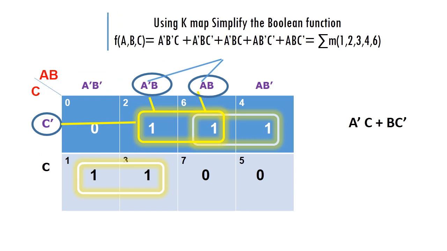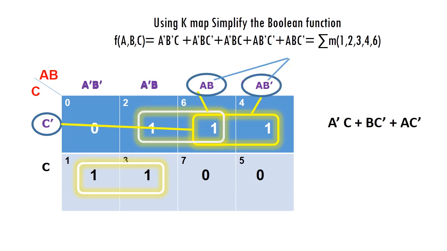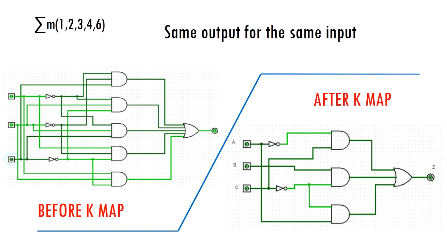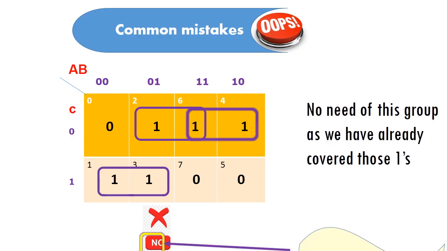Similarly, when we group the cells 2 and 6, we obtain B and C bar. And we get A C bar when we group 4 and 6. Here you can see the advantage of K-map. The first circuit contains 9 logic gates and we have reduced the same circuit to 6 logic gates.